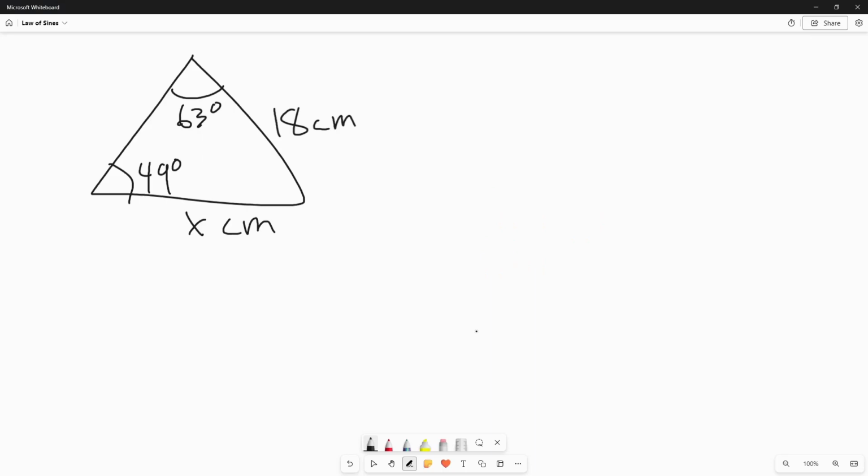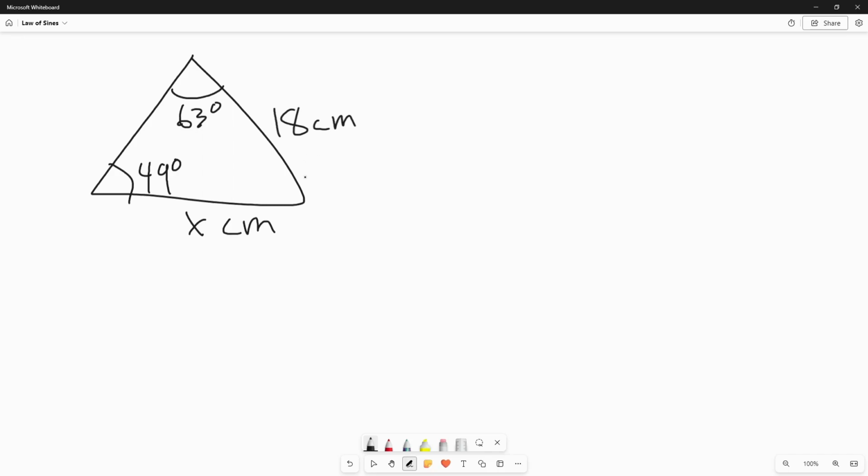Now let's do some practice problems. If you think you know how to solve for x, then pause the video and try it. But in this triangle, we're given two angles and another side, and as we discussed before, if you are given two angles and another side that's anywhere in the triangle, then you can use the law of sines to find any other angle or side in the triangle.